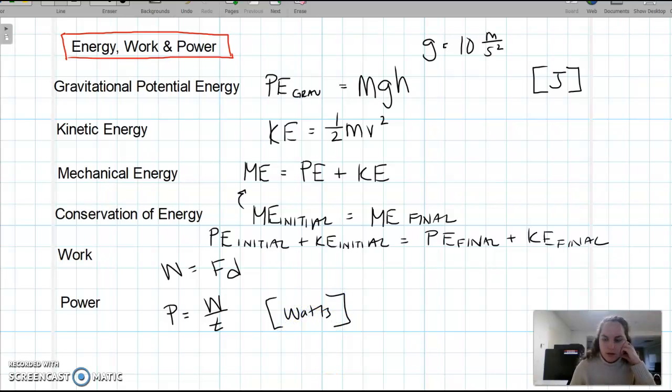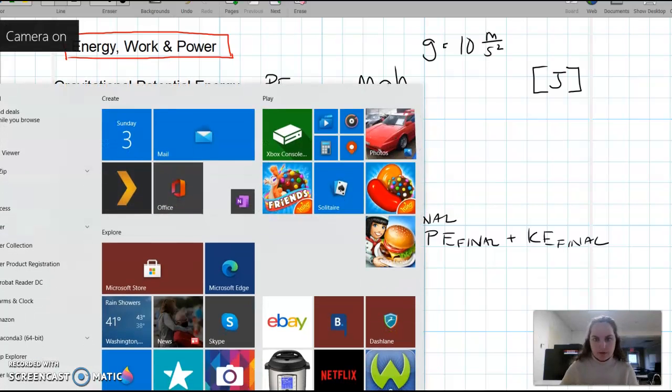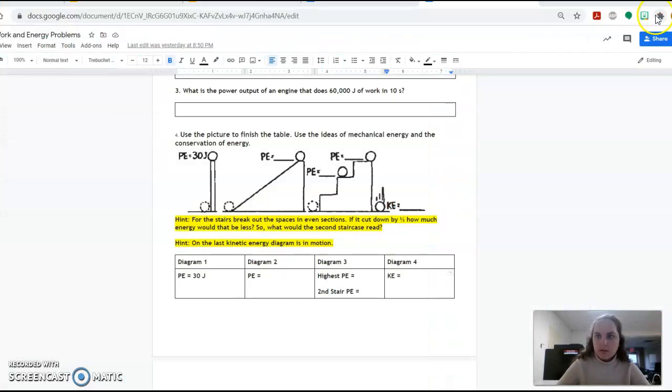Okay. All right, so with that information down, let's go through number 4. So use the picture to finish the table. Use the ideas of mechanical energy and the conservation of energy. So the mechanical energy initial is equal to the mechanical energy final. So the first one, we are given the information that we need. We are given that the potential energy is 30 joules.